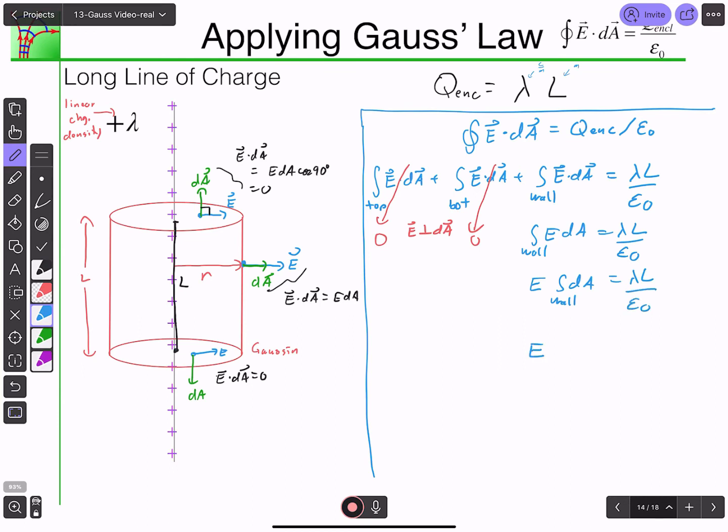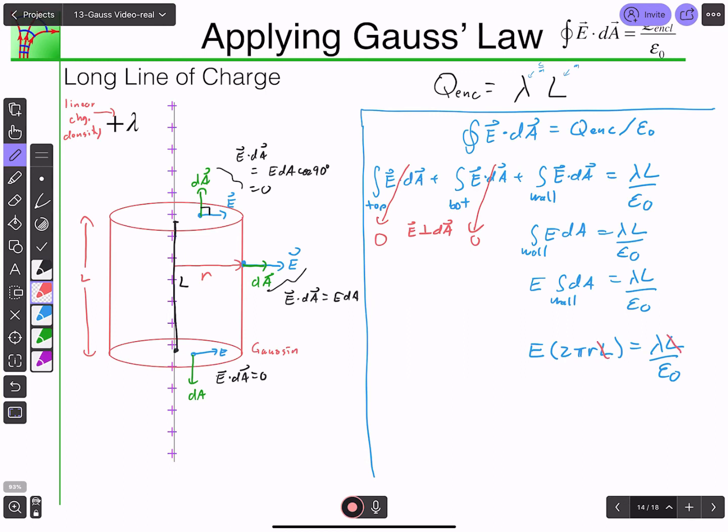So what's the area of that wall? Well, the area of any cylinder is the circumference times the height. The circumference is 2 pi r, times the height, which in this case is L, and that is equal to lambda L over epsilon naught. You notice that the L's cancel in this case.